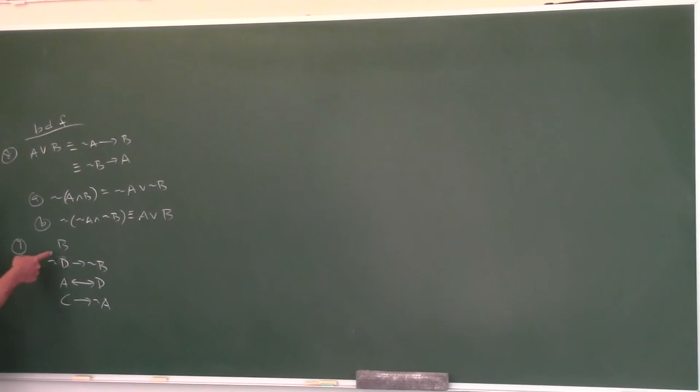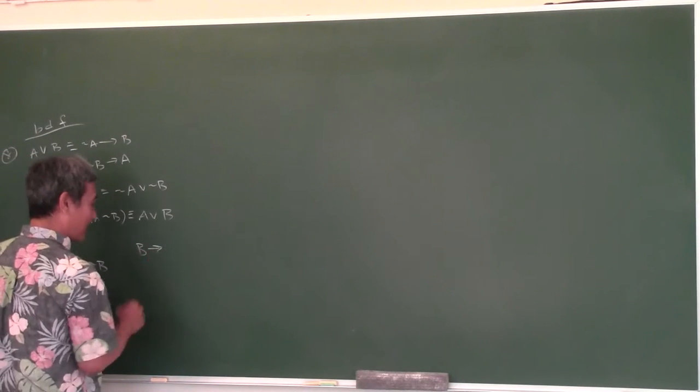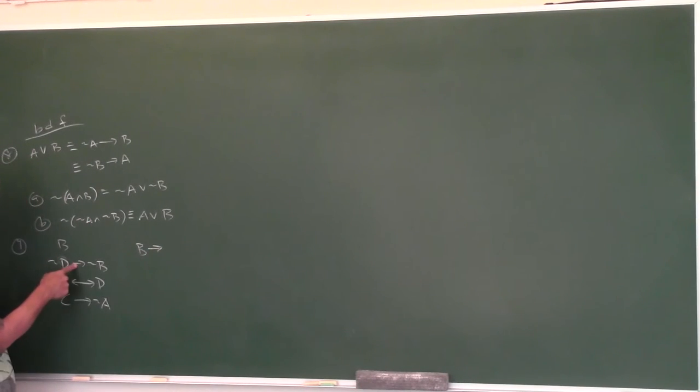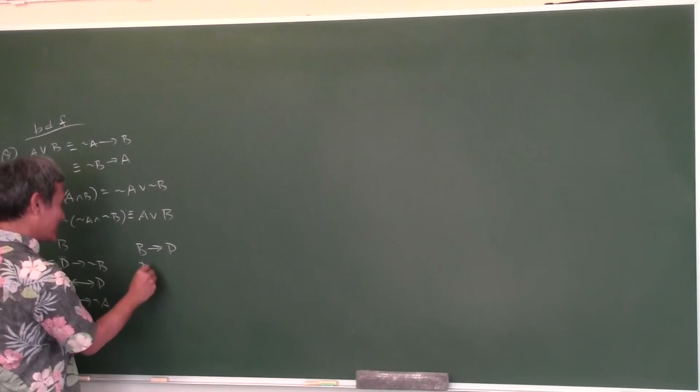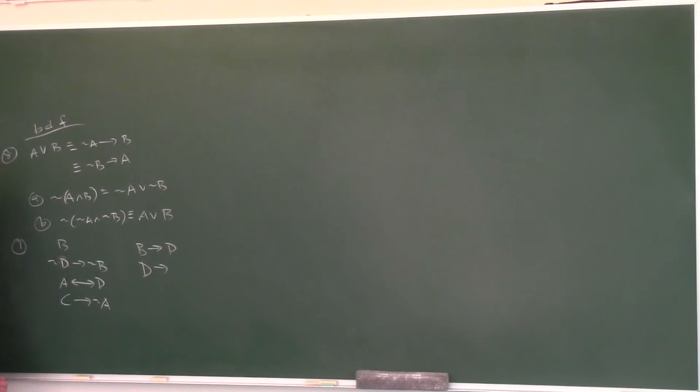Okay, now since I got a B here, if I'm going to use modus ponens, I need B implies something. Where can I get that from? Right there, the contrapositive of this. So B implies D. Then I need D implies something. Where can I get that? From this. Since we can use it either direction, I'm going to use D implies A because that's going to be useful.